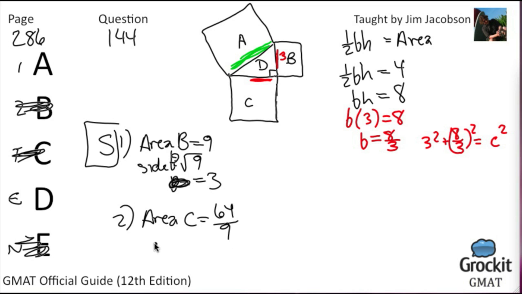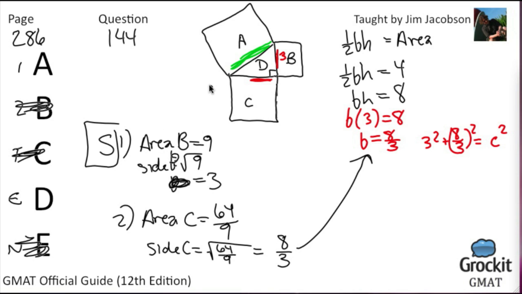And again, the side of C would be the square root of 64/9, which equals 8/3. Again, that's a good sign. That's what we had actually determined that the base equaled from the information we were given in statement 1. We can't use the information that we had in statement 1 to determine sufficiency, but we can use it to determine whether we're on the right track.